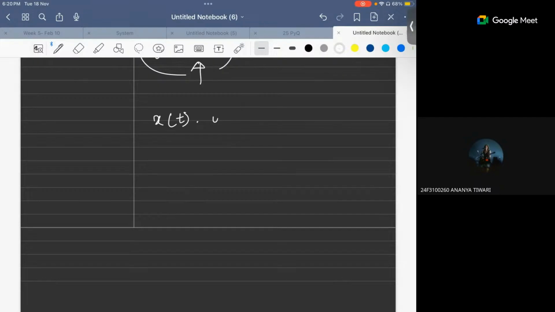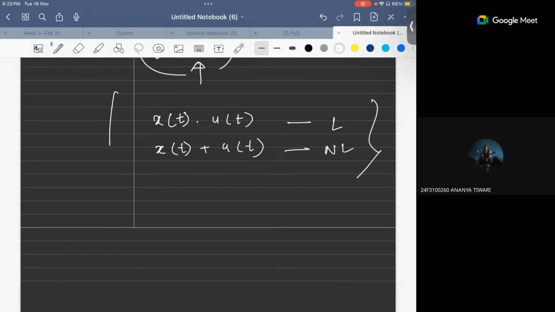x(t) times u(t), and x(t) plus u(t). What is this? First one is non-linear, second one is linear. Anybody else has any doubt about whatever we have discussed till now? I don't think so. These are very basic things, right?